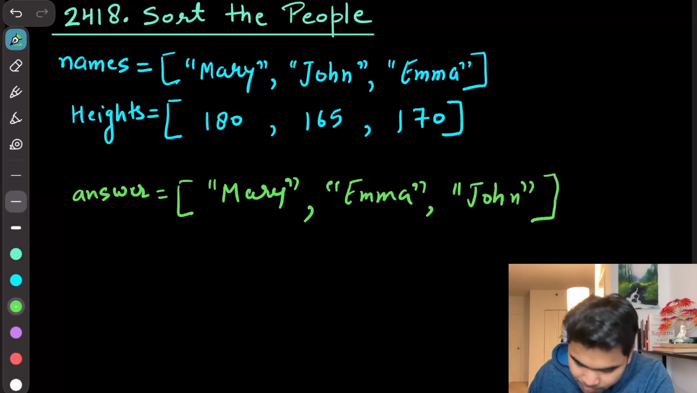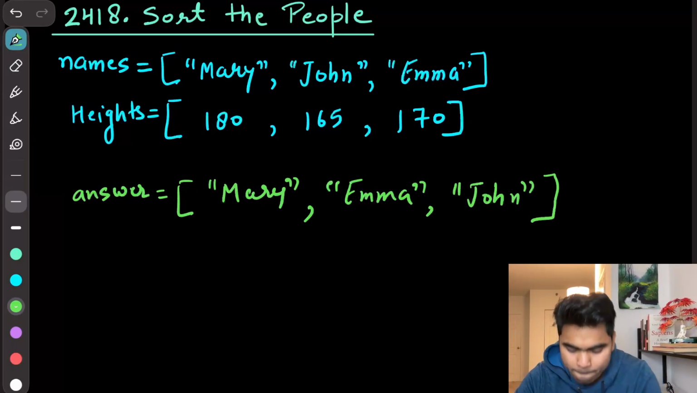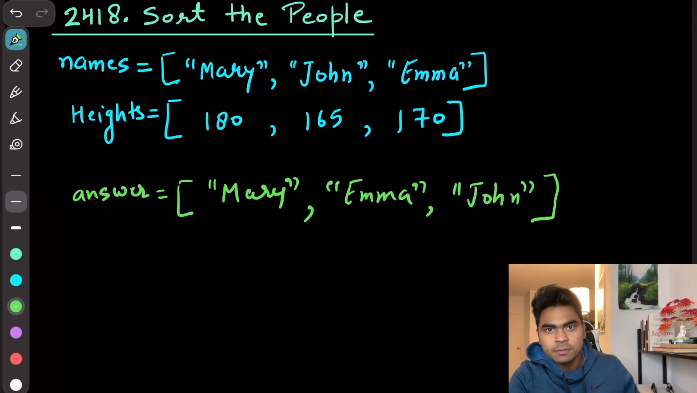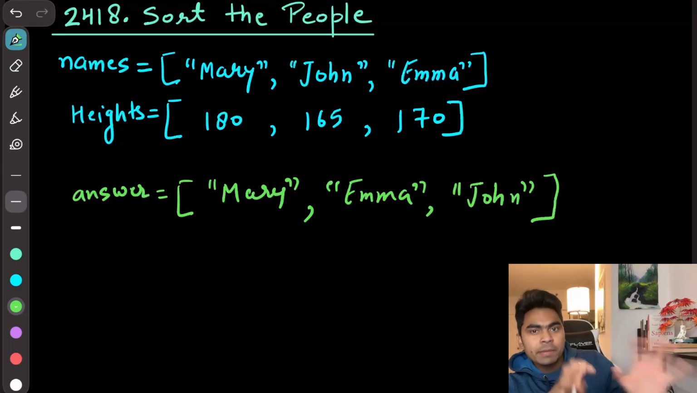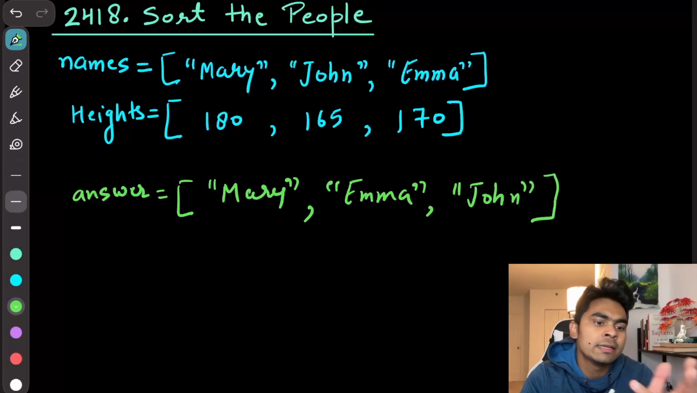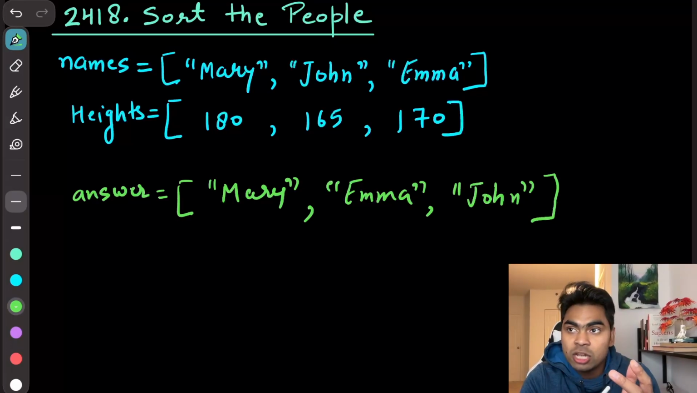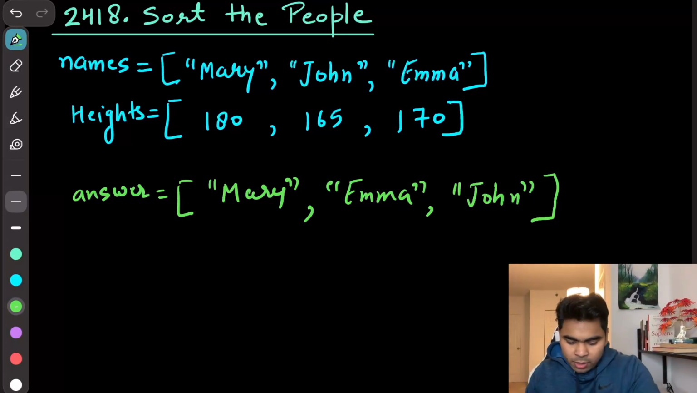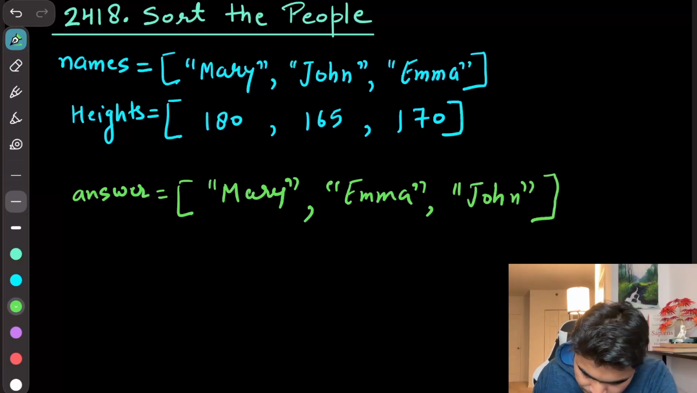Now, so that would be our answer. So how do we do it? It's really simple. You're gonna zip both the arrays and then use some lambda function, which is present in Python, it's present in Java, and I'm sure there's something similar in C++. I'm gonna write the pseudocode here. So what you have to do is sort these two together as per the height.